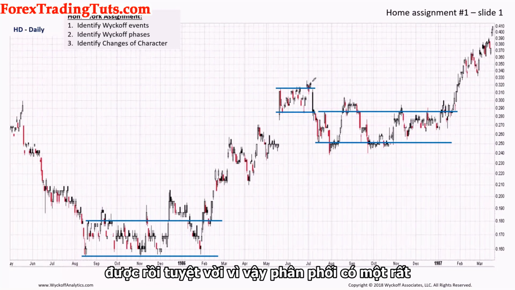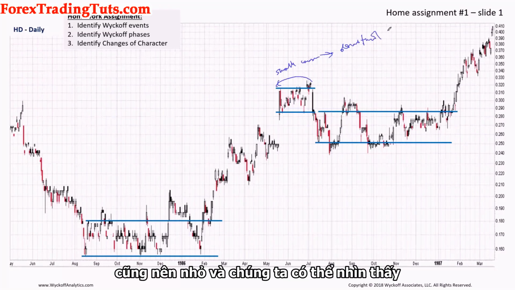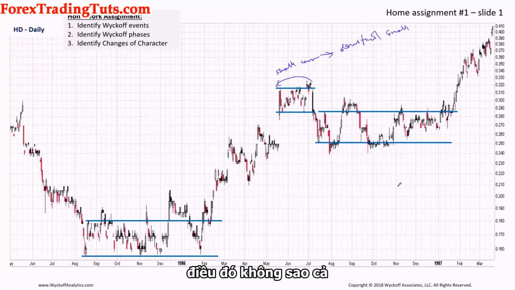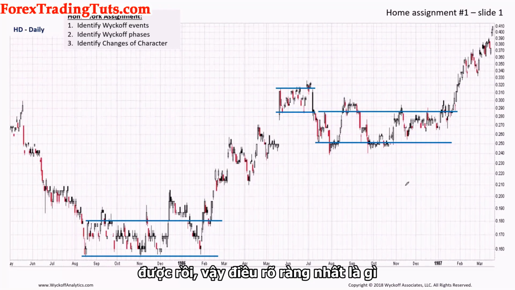Okay, great. So distribution has a very small cause. Therefore, the downtrend should also be small. And we kind of see that. Okay, well then, next we look at the reaccumulation range again. So what is the most obvious thing that catches your eye, Rama?